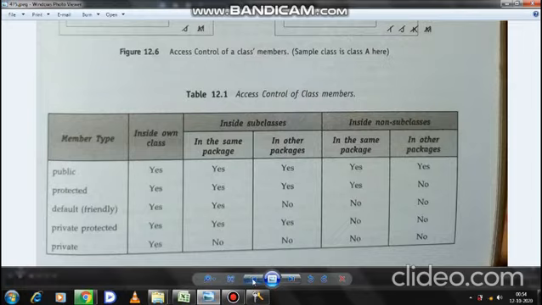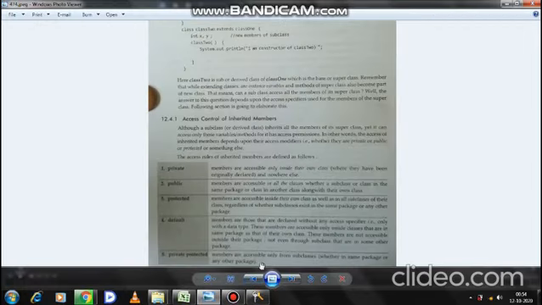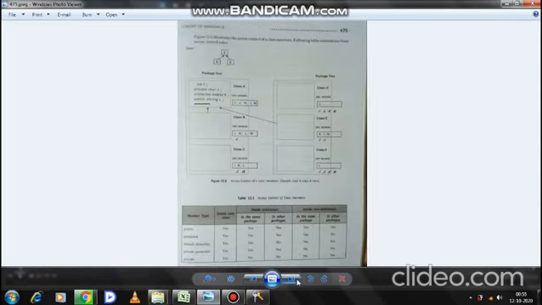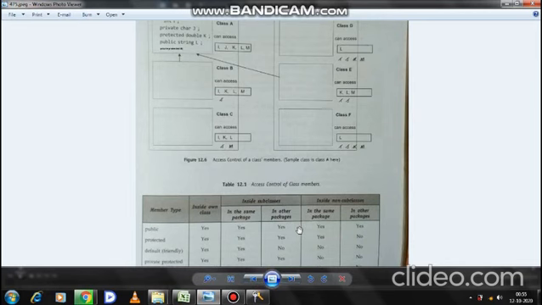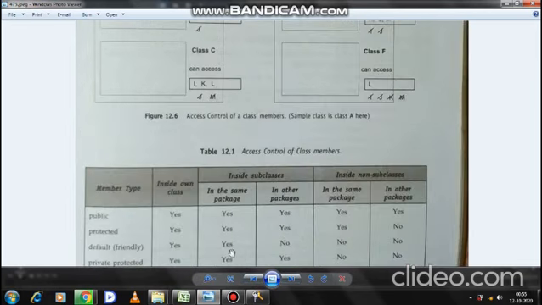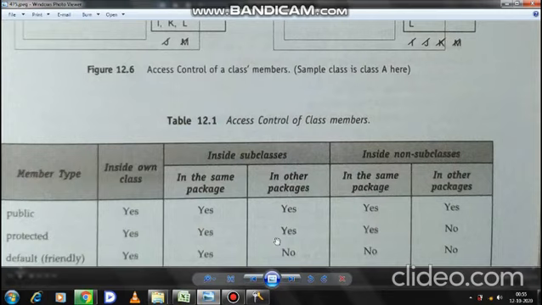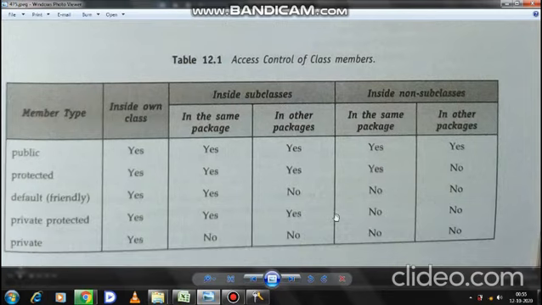Now private protected means what I told you here. Private protected means members are accessible only from subclasses, whether in the same package or any other package. So it is written here inside subclasses, here it is yes, and here it is no, because it is a non-subclass.